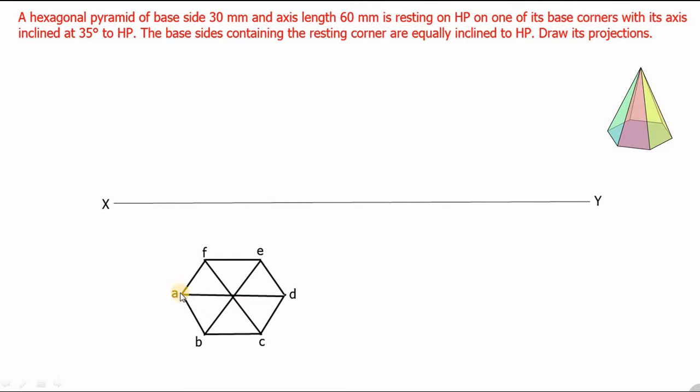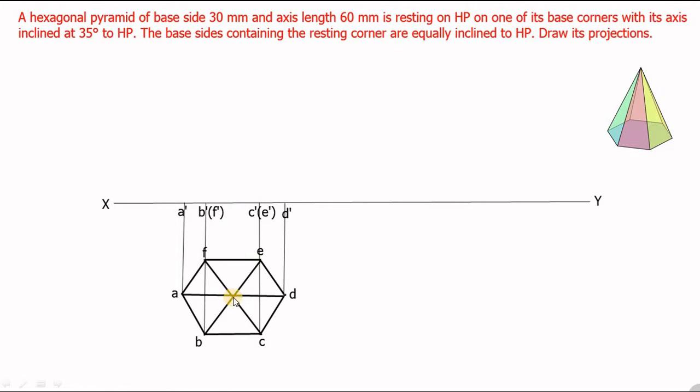Now project all the corners towards XY. You can name these corners as A dash, B dash, F dash, C dash, E dash, and D dash. When you see the hexagon from here, these two corners will be invisible, as they get hidden behind B and C. So these two can be indicated in brackets. Here I have named all the corners.